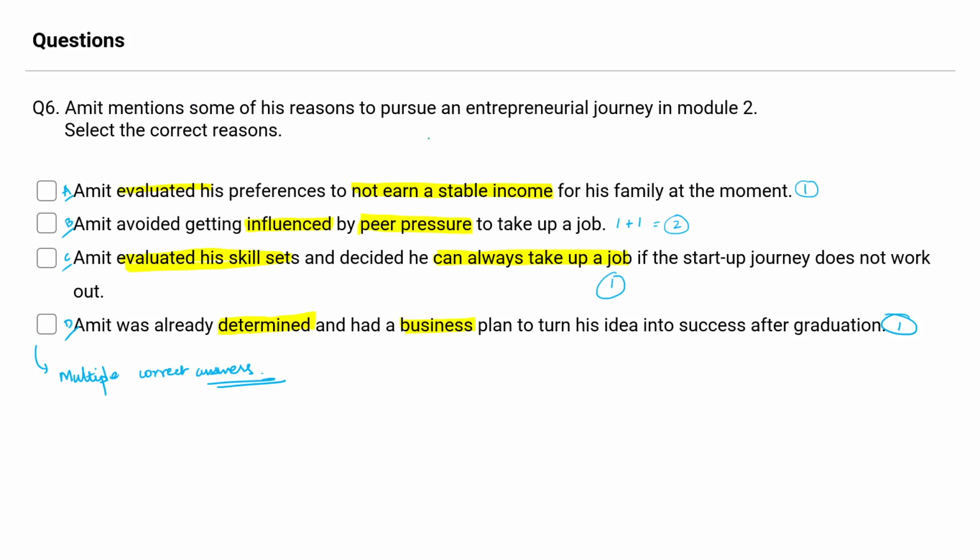Reasons for Amit to pursue entrepreneurial journey. So what were the reasons that he started his startup journey? B and D, B and C. Great, great. Well done. More votes are coming in. Please continue voting.